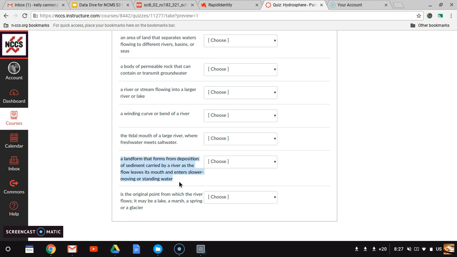A landform that forms from deposition of sediment carried by a river as the flow leaves its mouth and enters slower moving or standing water. And finally, the last definition is the original point from which the river flows. It may be a lake, a marsh, a spring, or a glacier.